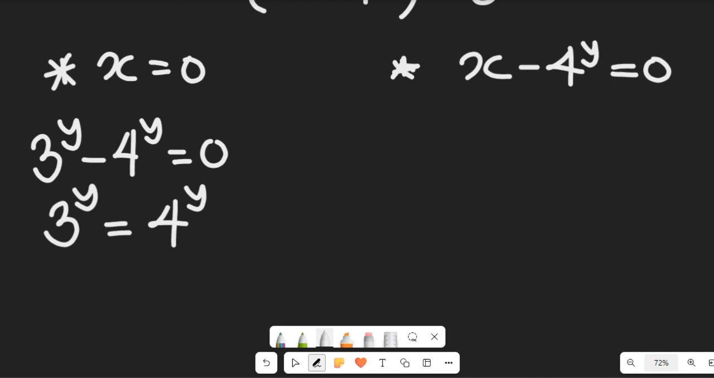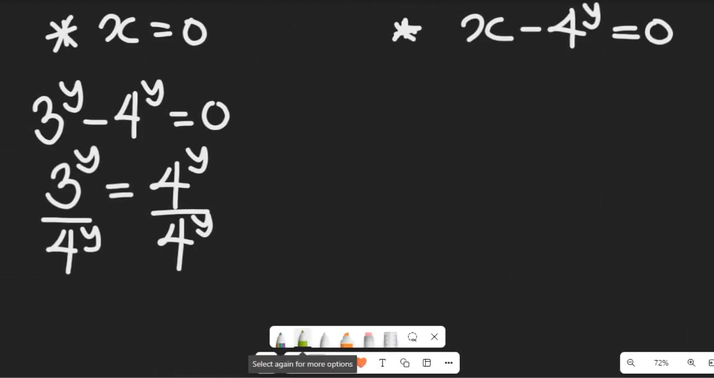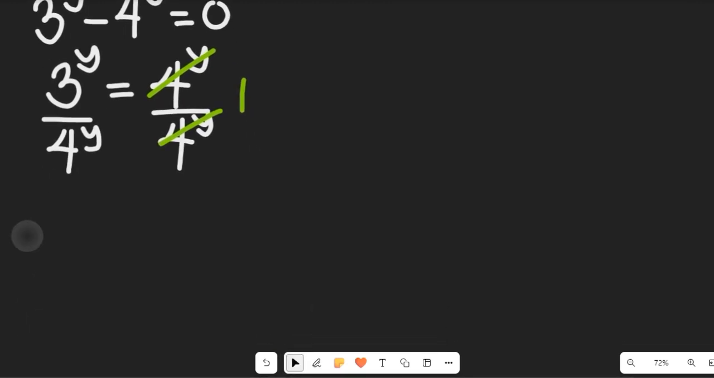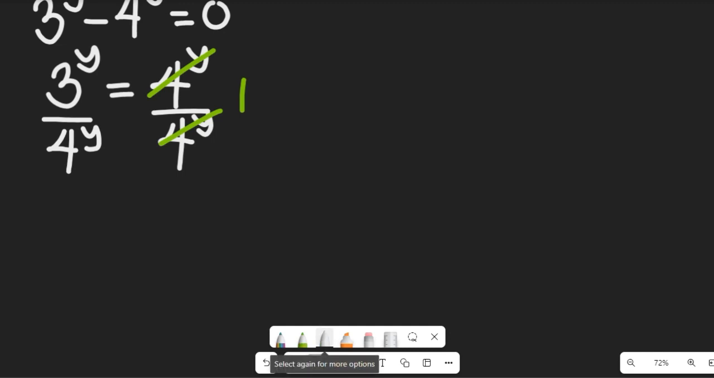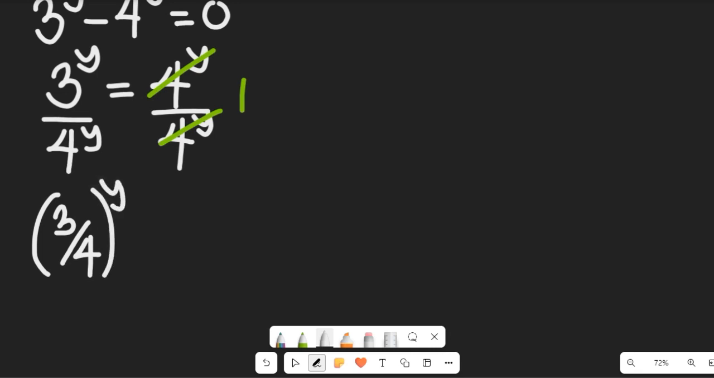So no matter what, I'm going to find the value of y. This will be divided by 4y and this is divided by 4y. So from here, this will clear this to give us 1, right? And from the other side, this will become 3 divided by 4, because they have the same exponent, and that will be equal to 1.